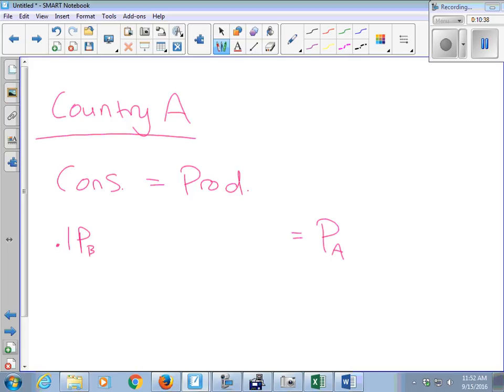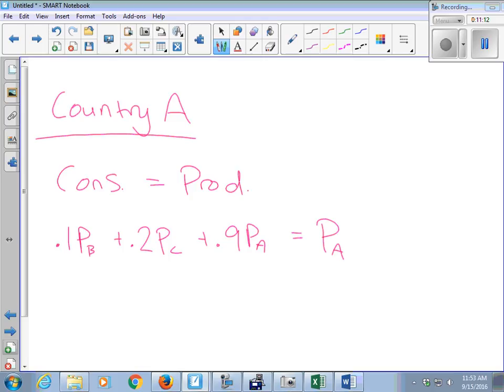Okay. And then what about C? How much of C's production does A consume? C trades 20% to country A, so country A takes 20% of country C's production. And then how much of its own production does country A consume? 90%. So it has 0.9 of its own production. That's where the numbers come from.